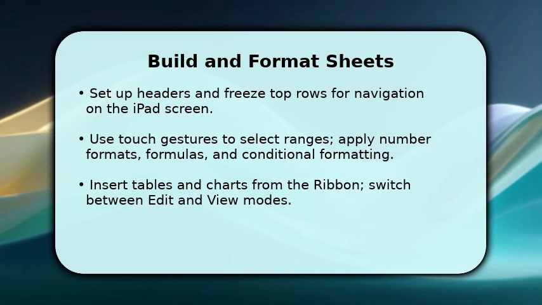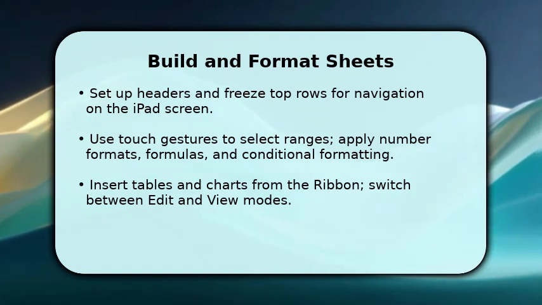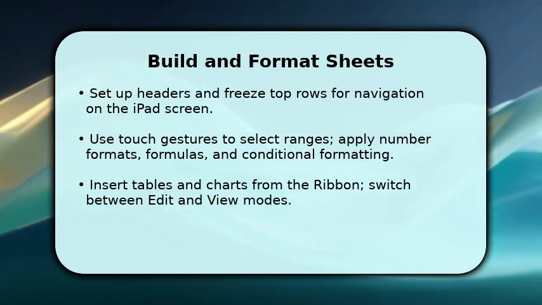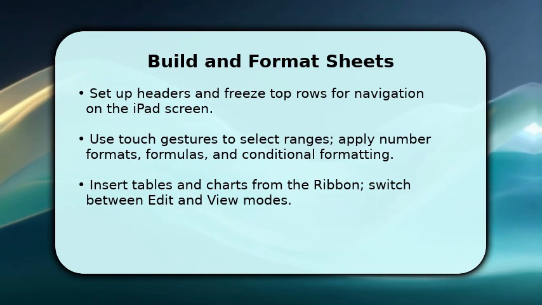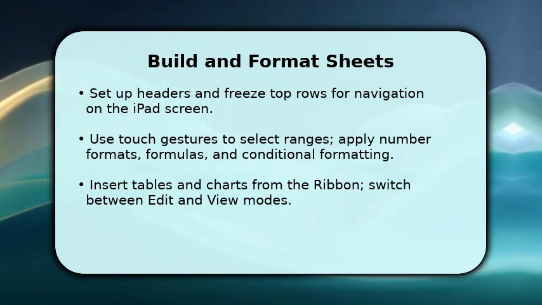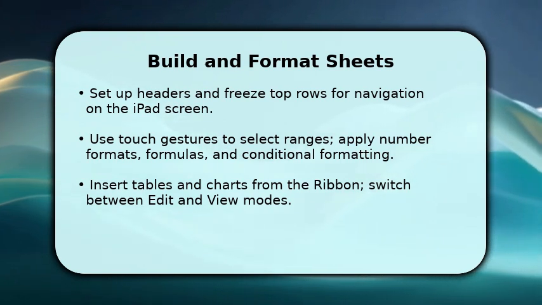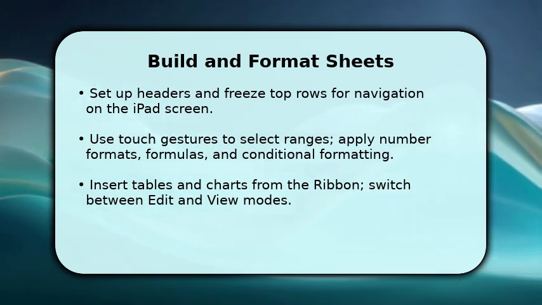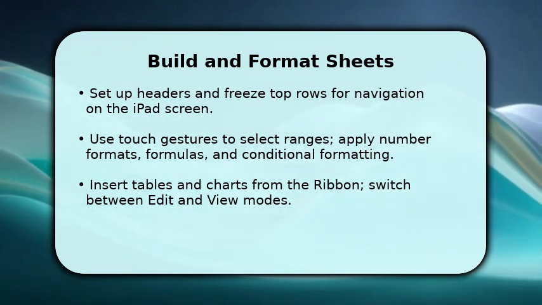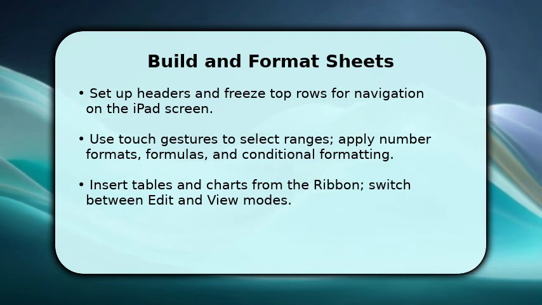Now you'll structure the workbook. Freeze rows or columns to lock headers so scrolling stays clear. Use touch drag to select ranges, then tap the home ribbon for number formats and alignment. This makes data readable. Enter formulas with equals and autocomplete, and add conditional formatting to highlight key values.